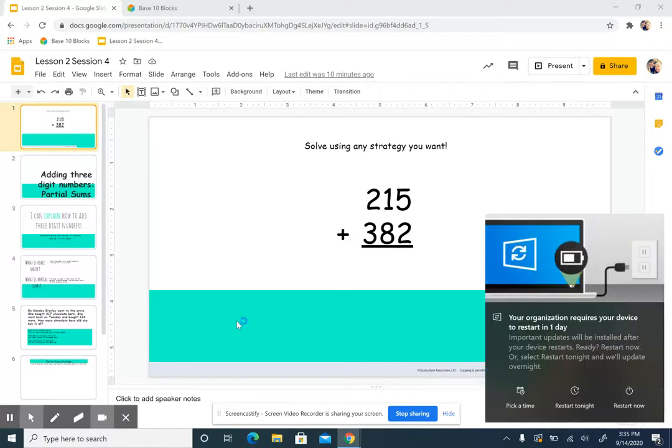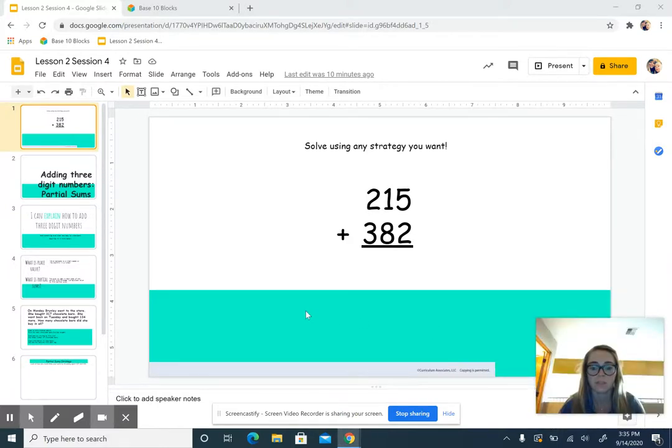So I want you to look at these two numbers on your screen. It says 215 plus 382. Solve this any way that you know. Pause the video and solve this using any strategy or any way that you know.